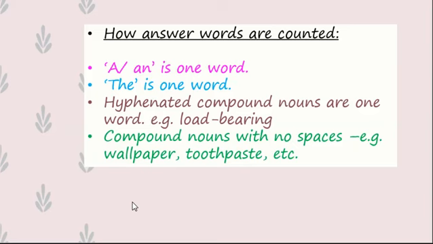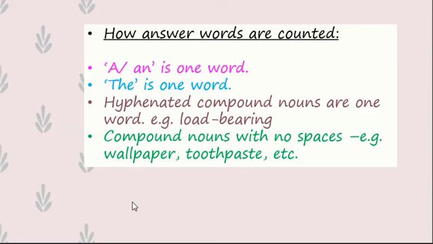How are answer words counted? A or an is a word. The is one word. Hyphenated compound nouns are one word. For example, when I say load-bearing, the 2 words together are counted as one word because they are considered as one word. So if the question wants no more than one word, and the answer is supposed to be load-bearing, yes, it's correct because it's a hyphenated compound noun, two nouns connected together by a hyphen, as you can see.